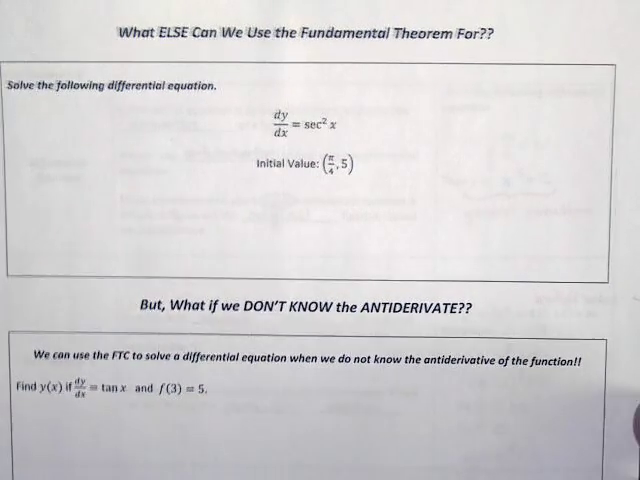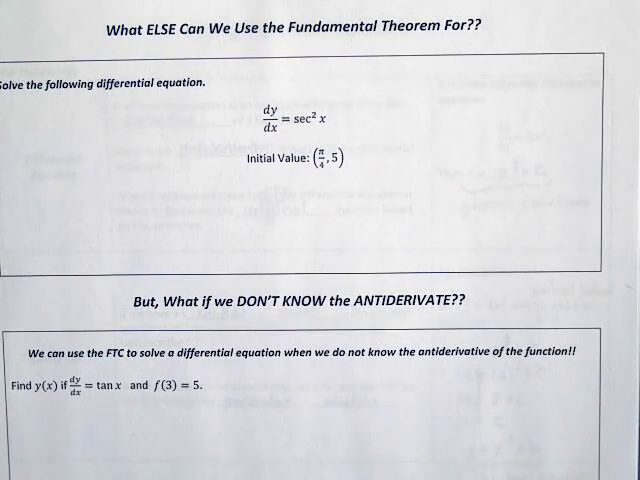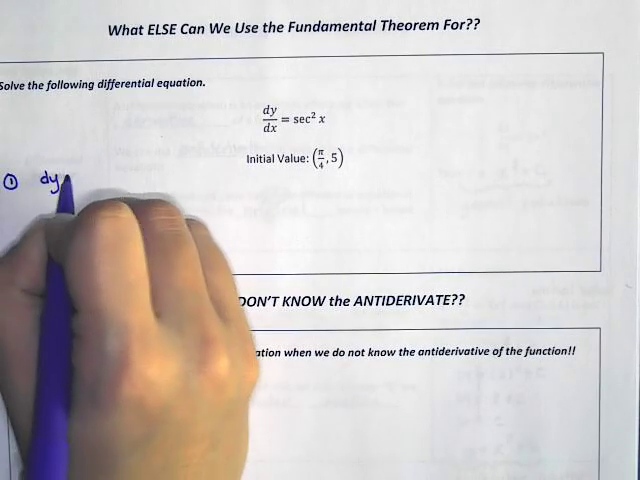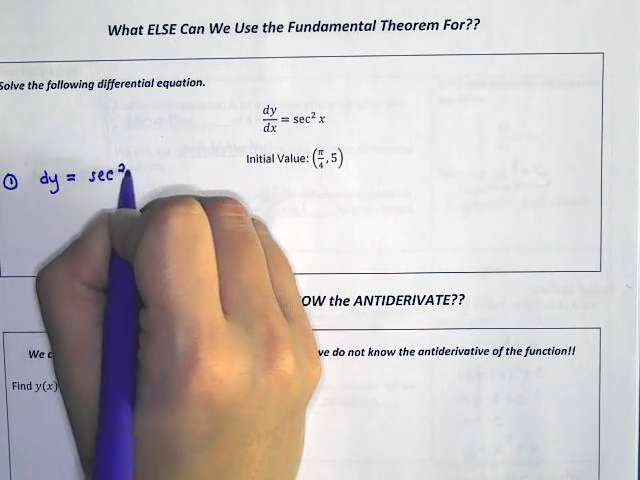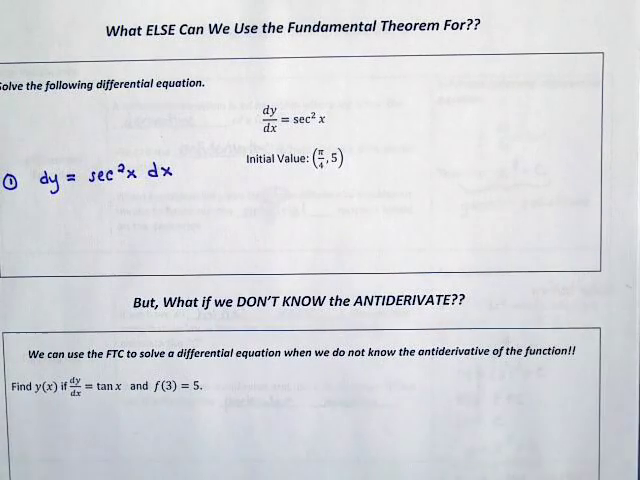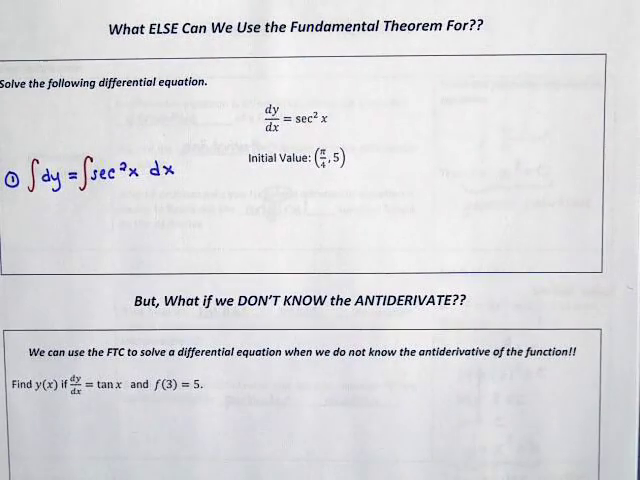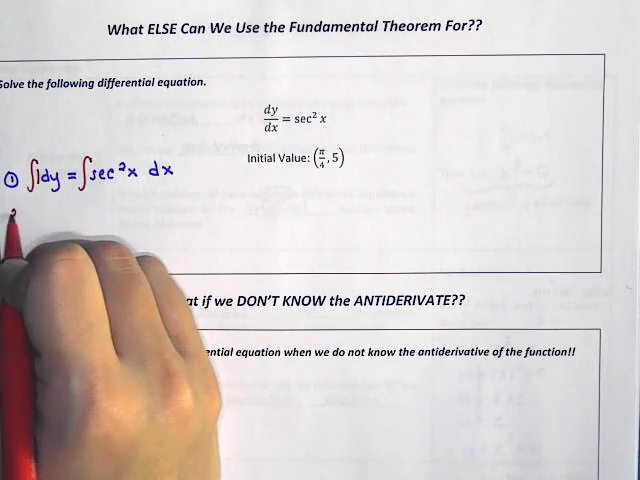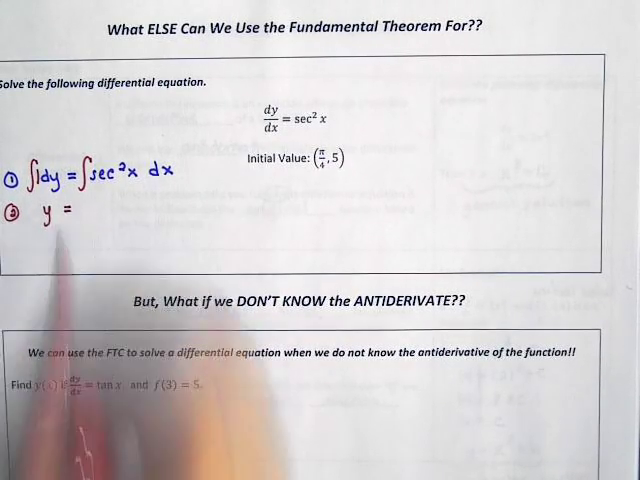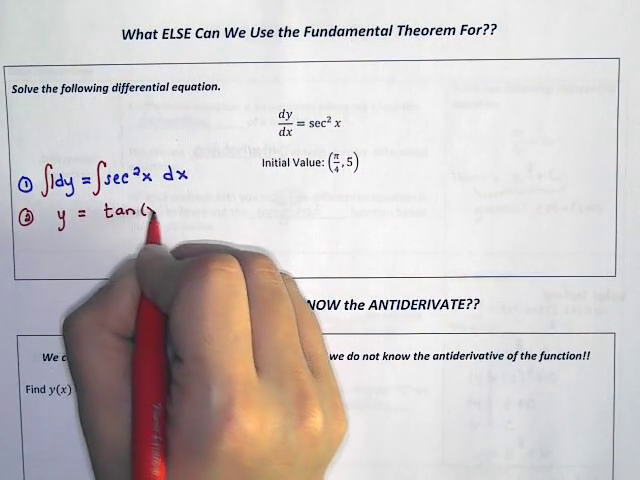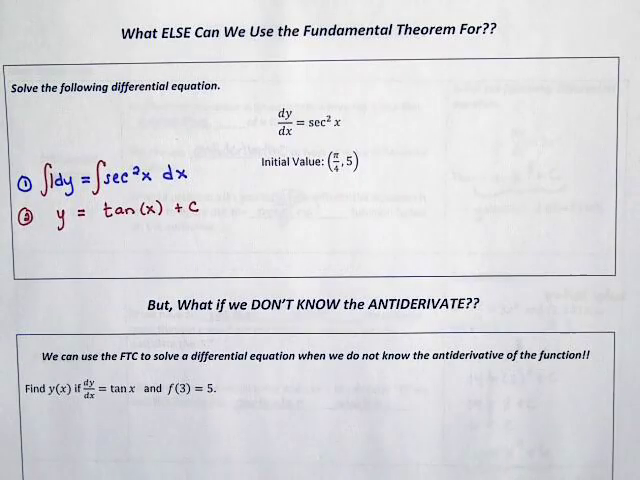So let's say I ask you to solve this differential equation with this initial value. Before I show you how to use the fundamental theorem, let's review what we already know. To solve this differential equation, first I would separate the y's and the x's. So I would have dy equals secant squared of x dx. Then I would integrate on both sides to do the antiderivative. Now the invisible number next to the dy is a 1, so step 2 would be just having the antiderivative, which is y. The antiderivative of secant squared would be tangent of x plus c.